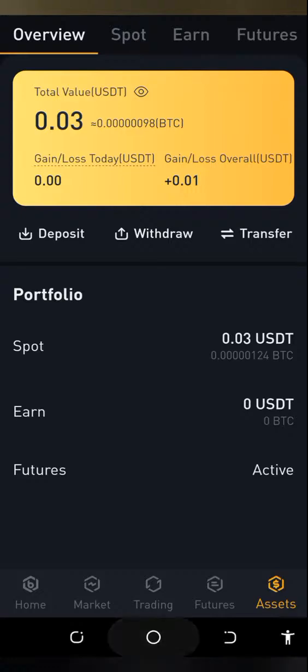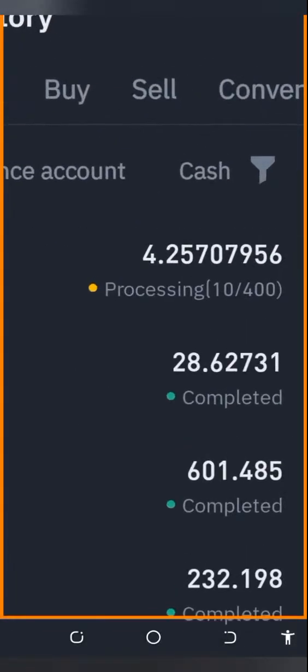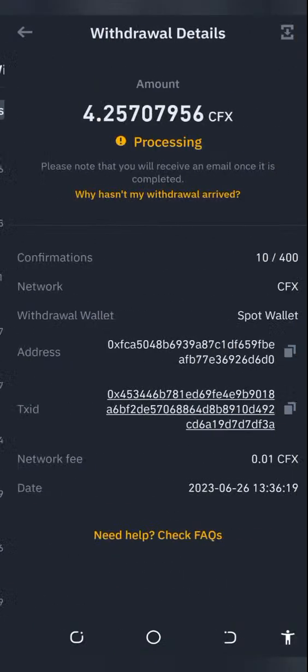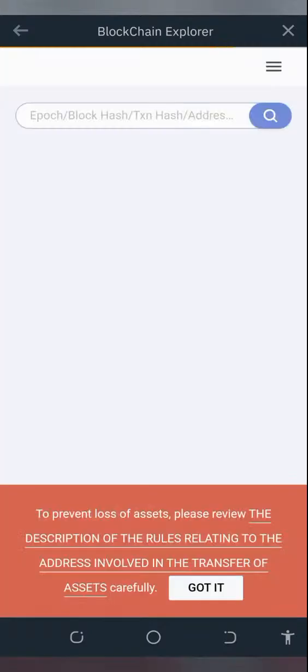Currently, it's still looking like it's processing, okay? So we're still seeing the processing going on. We've gotten 10 out of 400 confirmations. Interesting. I don't know how long this is going to take. No idea, right? Let me click on this, to see whether it will take me somewhere to see what's going on currently. Well, this is what happens when you're trying to send money through networks. It takes time. It takes time.